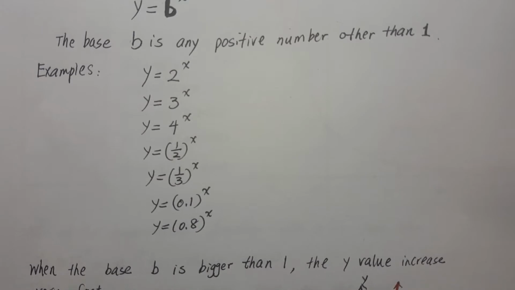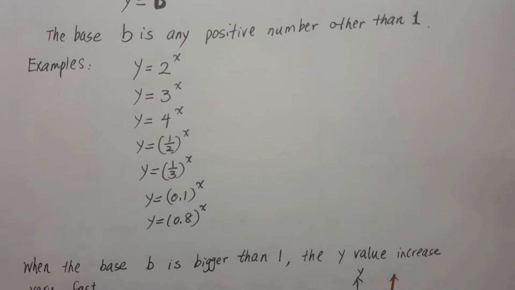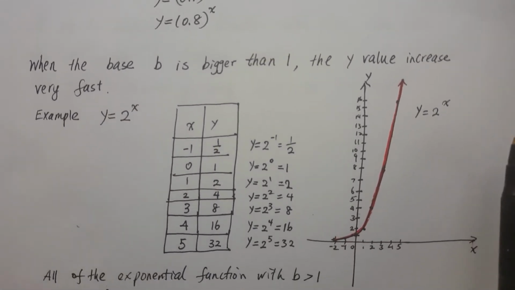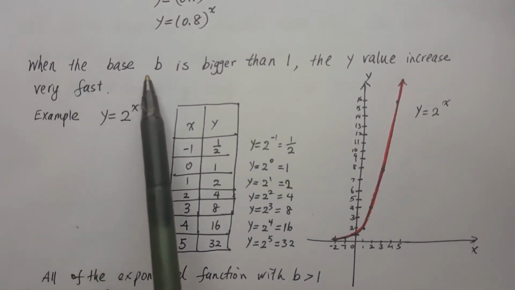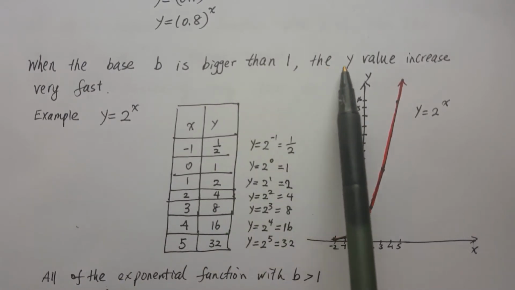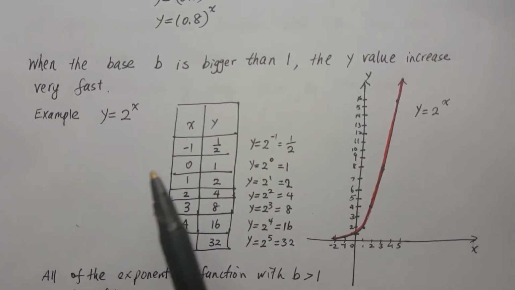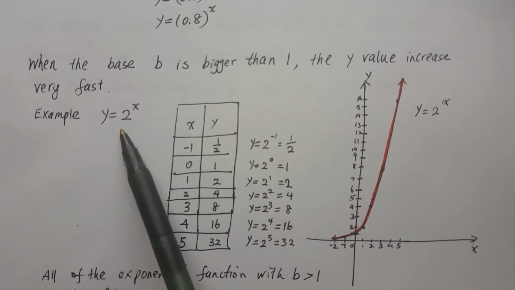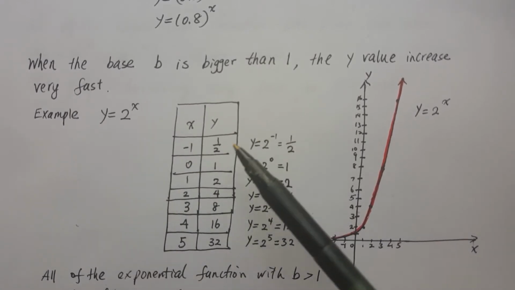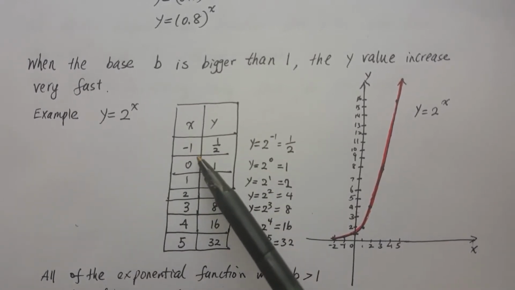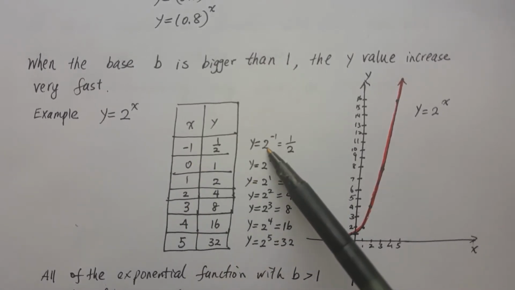So now we're going to analyze what happened to the exponential function when b is bigger than 1. And then we're going to talk about what happened to the function when b is smaller than 1. So let's take a look here. So we say that when the base b is bigger than 1, the y value increases very fast. So for example, y equal to 2 to the x. So I am going to choose some number like -1, 0, 1, 2, 3, 4, 5 as the x value. And then I'm going to calculate.